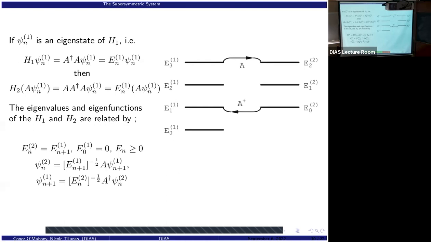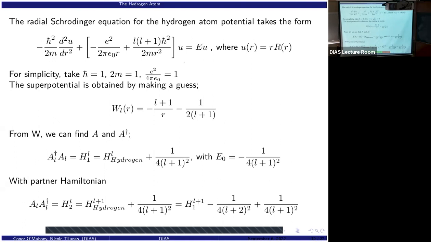So we can look at the construction of a partner system by taking the example of the hydrogen atom. If we take the time-independent Schrodinger equation and split it into its radial and angular components, we get a radial Schrodinger equation for the hydrogen atom potential of the following form, when we make the substitution that u of r is equal to r times the radial function. For simplicity, we take all of the constants to be one. The Hamiltonian we get by doing this we denote H hydrogen of l, which you can see in use down below.